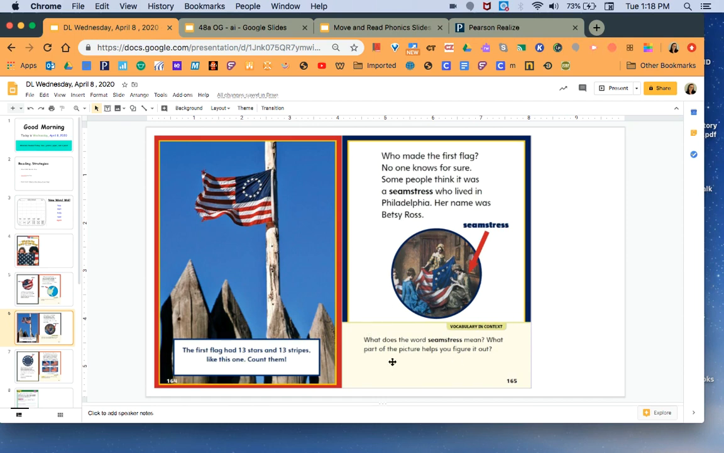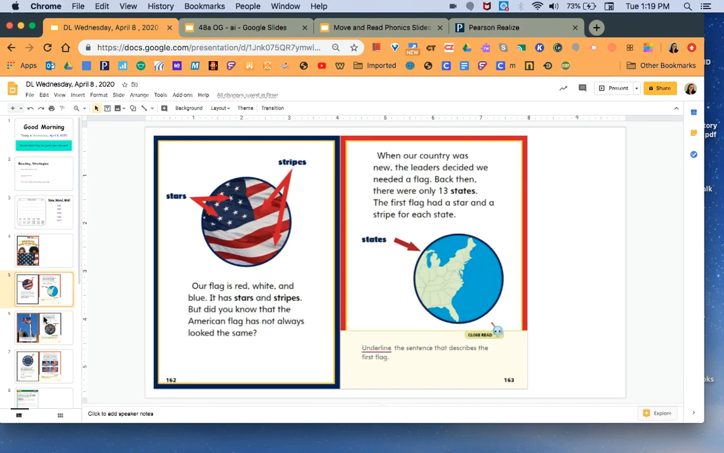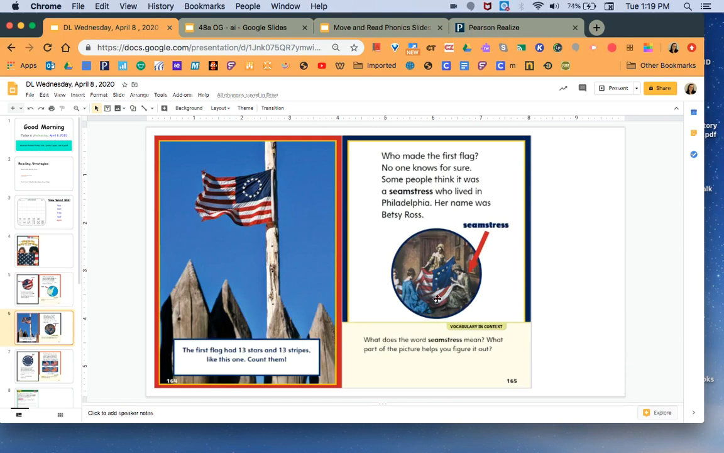So let's go down to our question here. What does the word seamstress mean? What part of the picture helps you figure it out? So I see the word seamstress right here, and I see it's pointing. It's pointing to a woman, and the woman is doing something. Oops, let's go back to that picture. The woman right here is sewing the flag. So that is a clue that a seamstress is someone who sews.